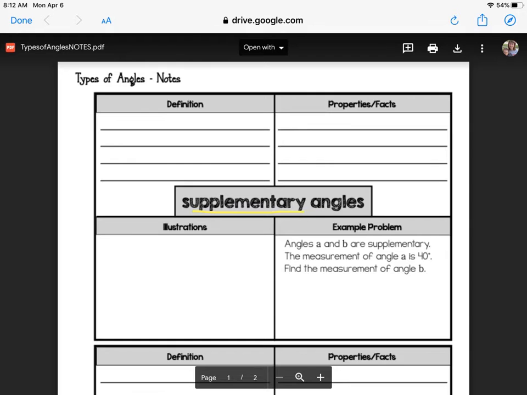So you're going to go over supplementary angles. You're going to give a definition. She'll give you some properties and facts. She'll show you illustrations and give you an example problem. So watch the video and take notes. It's about 11 minutes. There are 4 vocabulary words like this: supplementary, complementary, vertical angles, and adjacent angles.